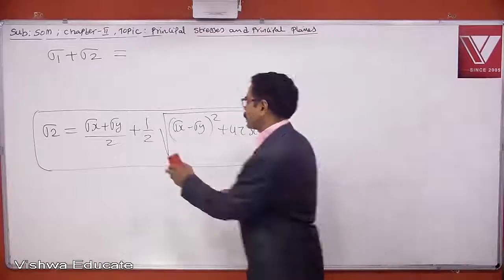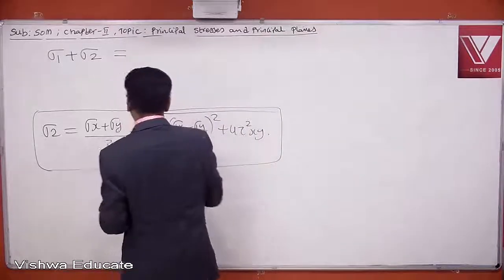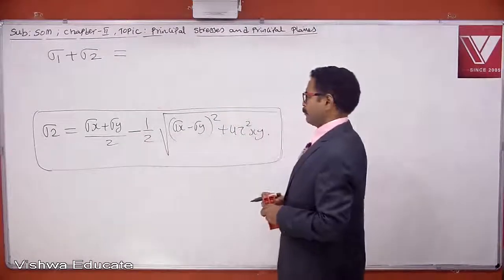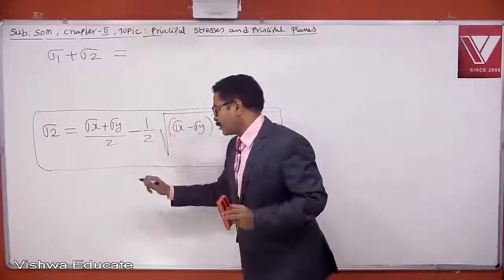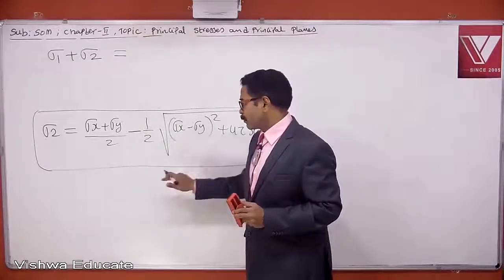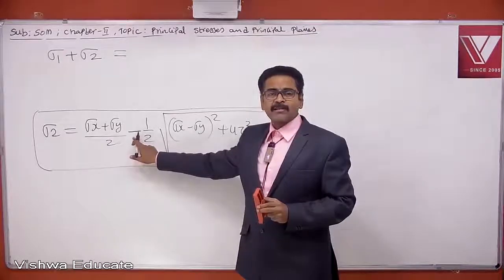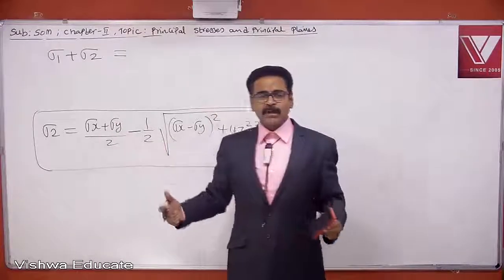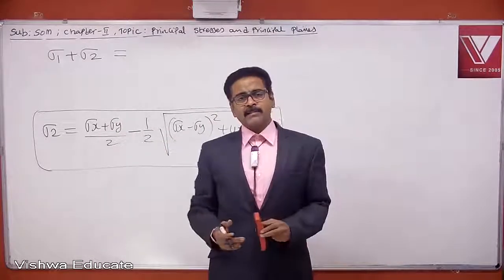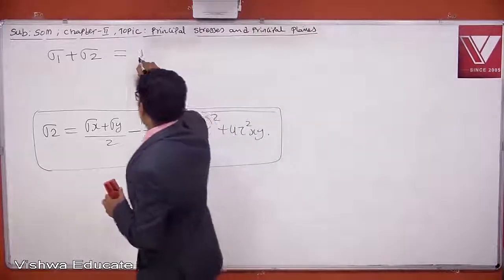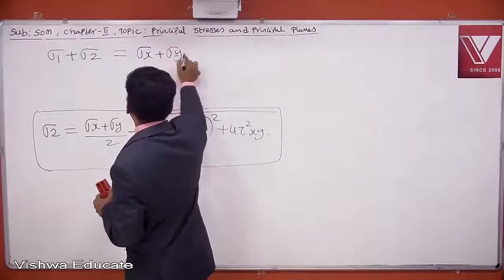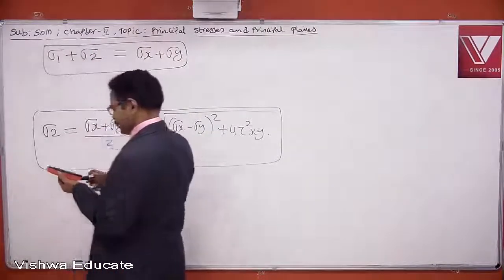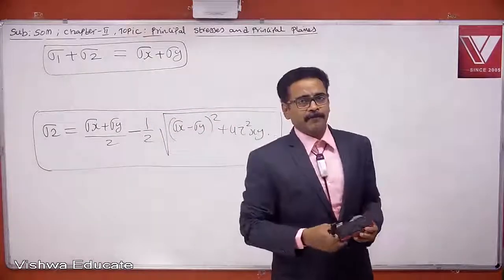In the sigma 1 formula, sorry, this is minus here. I am very sorry. Please correct it. Here minus will come. For sigma 1, here plus is there. For sigma 2, here minus is there. When you add sigma 1 and sigma 2, the second part will cancel each other. Only the first part will be there: sigma x plus sigma y by 2 plus again sigma x plus sigma y by 2. That means sigma x plus sigma y. Never forget this one. Always the sum of principal stresses will be equal to sigma x plus sigma y.